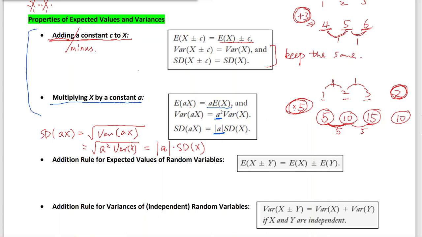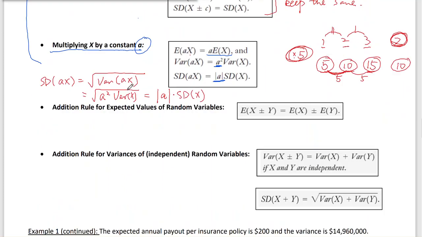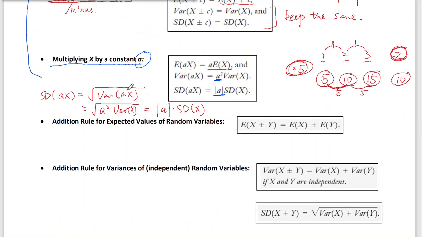If you add a constant to X, subtract a constant from X, or multiply X by a constant A, or divide, right? If A is a fraction, it will be dividing, so there will be no difference. All right, so now what if I have two variables? I have variable X and variable Y.